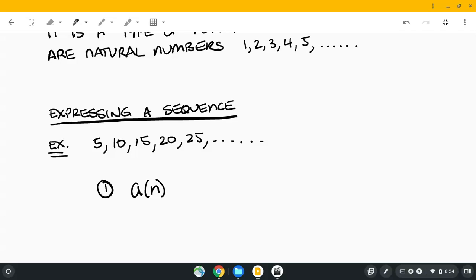Okay, so a of n, if you notice, it's going to be 5n, right? So if I plug in 1, I get 5. If I plug in 2, I get 10. If I plug in 3, I get 15. If I plug in 4, I get 20. If I plug in 5, I get 25, etc. Okay, so that's one way to do it.